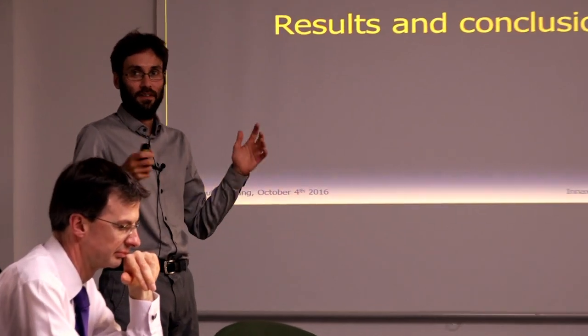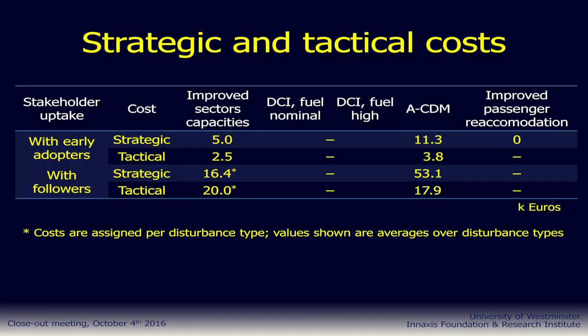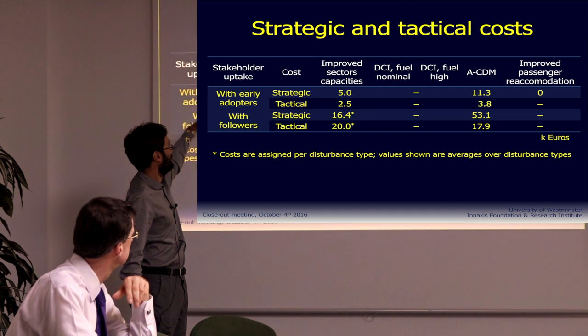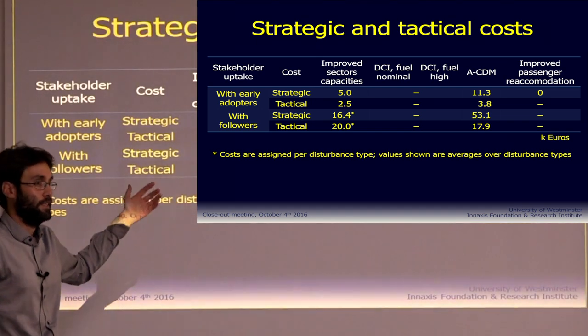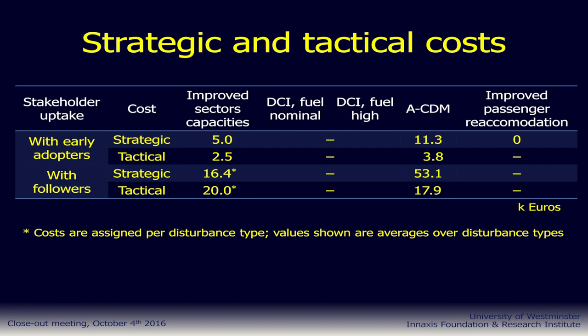All this, all the model, and then what do we get at the end? Results and conclusions. First thing, in terms of cost, here you can see for early adopters and followers what are the strategic and tactical costs. For confidential reasons, there are some values we cannot show because they have been shared within the industry. We have revealed them to Dirk, so on demand we can always see them, but the idea is that the values for DCI are in the same order of magnitude as the other two mechanisms.